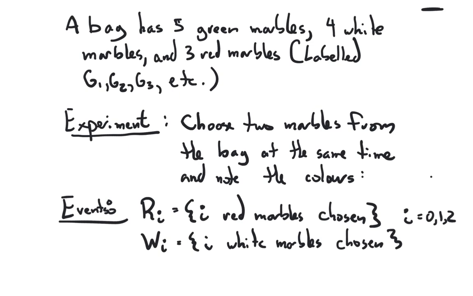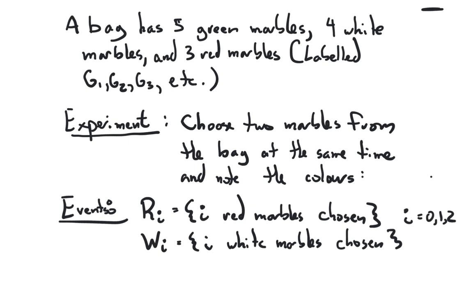So the things that I care about, the events, are going to be keeping track of the number of red marbles that we draw and the number of white marbles that we draw. So let's call the event Ri if we draw i red marbles. So R0 would be drawing no red marbles out of the 2. R1 would be drawing 1 red marble, and R2 would be drawing 2 red marbles. And similarly for W, except we're doing it with white marbles instead of red.